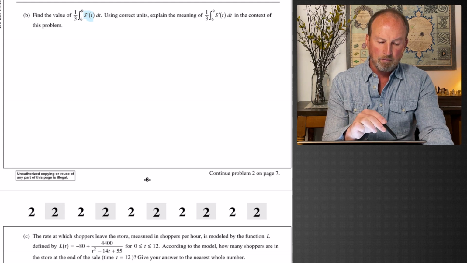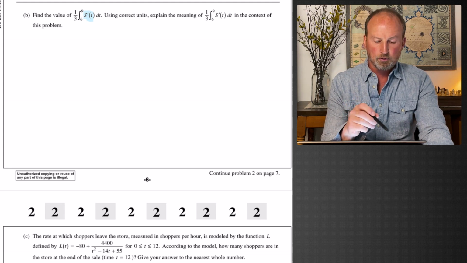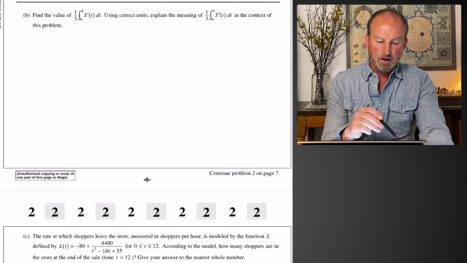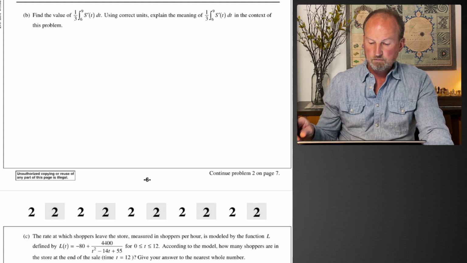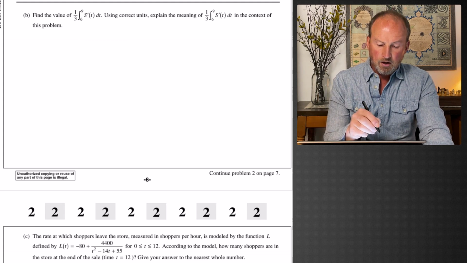Well, what's s prime? S prime is the rate at which shoppers are changing. So I'm finding the average rate at which shoppers are entering and leaving in the time interval from 6 to 9. Okay, let's evaluate that. So how do we do that?